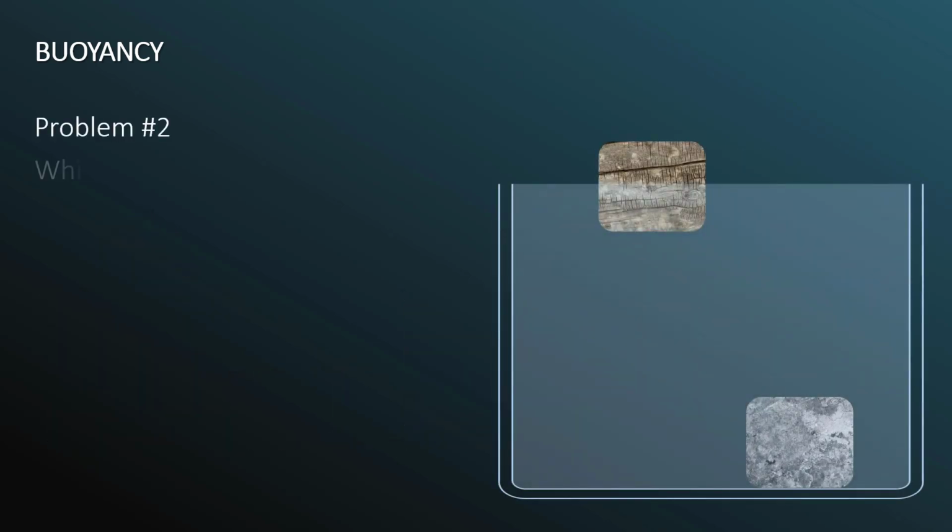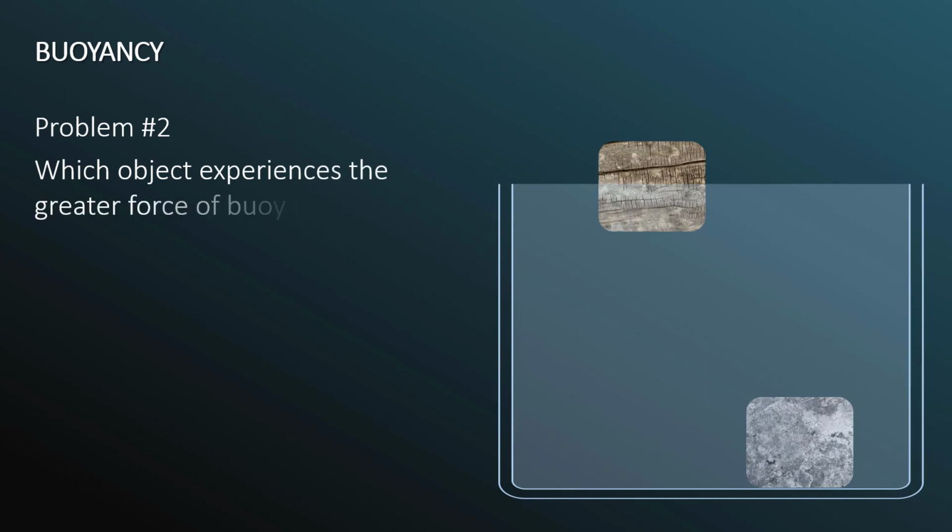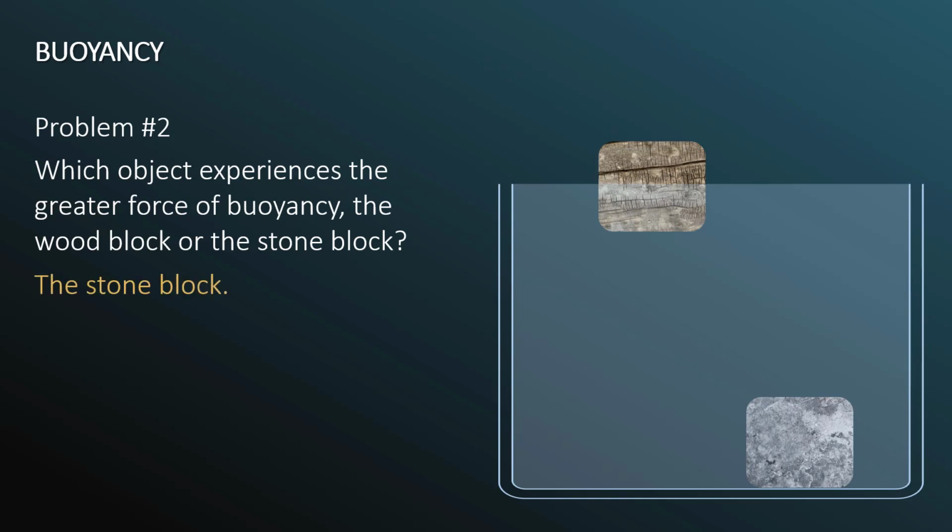Problem number 2. Which object experiences the greater force of buoyancy, the wood block or the stone block? Well, the stone block would. Why? Because it displaces more water. Assuming that these cubes, one being wood, one being stone, are of the same size, well, the stone is at the bottom, it's completely submerged, so more water had to move out of the way to make room for this stone.